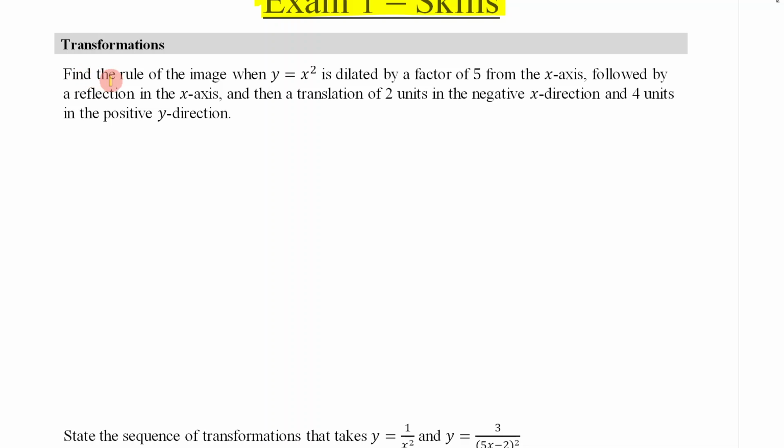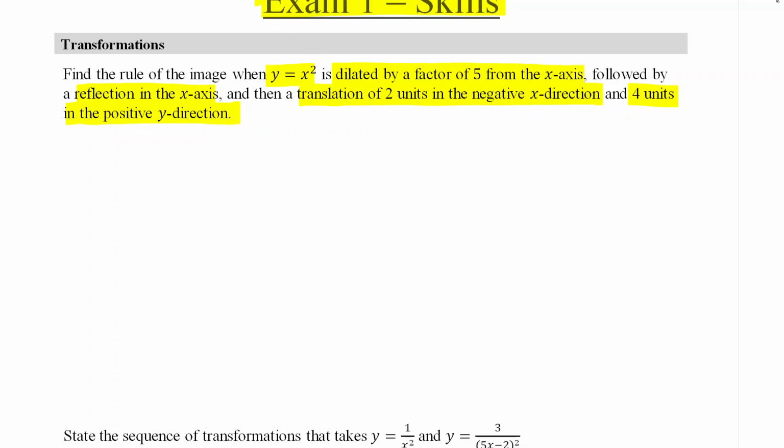So here we have: find the rule of the image when y equals x squared is dilated by a factor of 5 from the x-axis, followed by a reflection in the x-axis, then translated 2 units in the negative x direction, and then 4 units in the positive y direction.